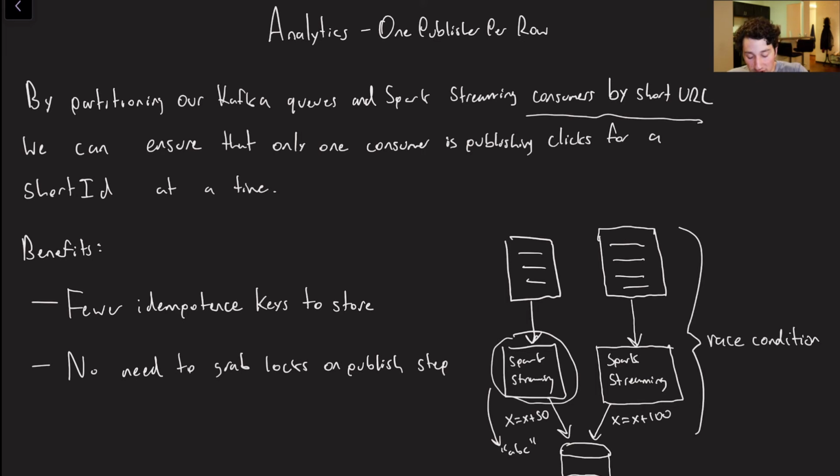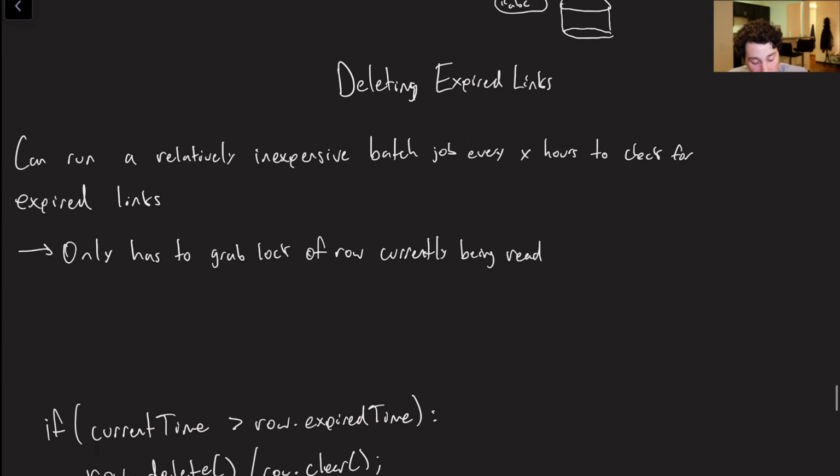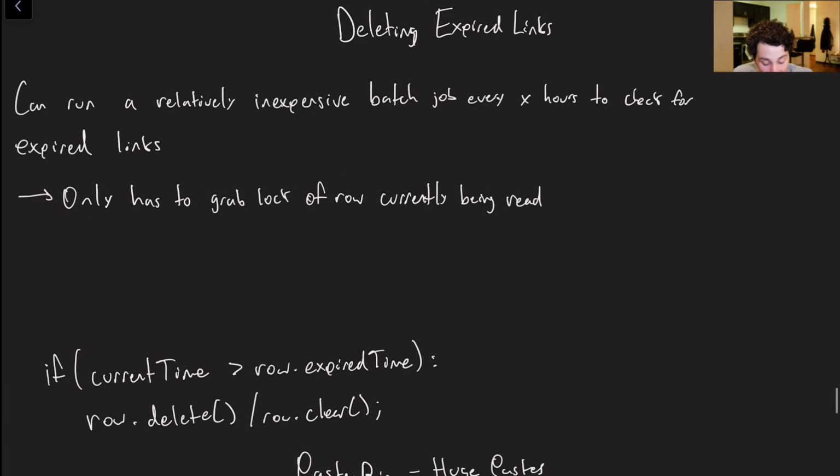The first one I mentioned is that there's fewer idempotency keys to store per row. And additionally, now let's say we had two Spark streaming things publishing to the database at the same time. They would have to grab locks on this row ABC because otherwise we would run into the same problem as before. We would have a race condition. And so again, we want to be trying to avoid grabbing locks whenever possible. Okay, hopefully that much at least has made sense.